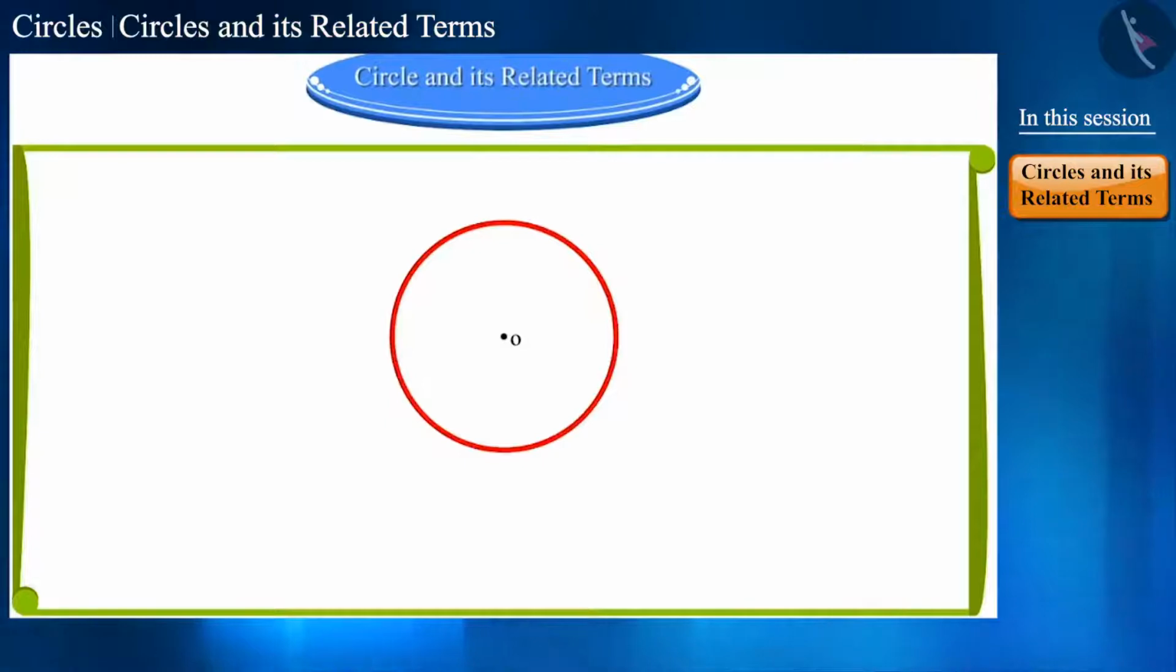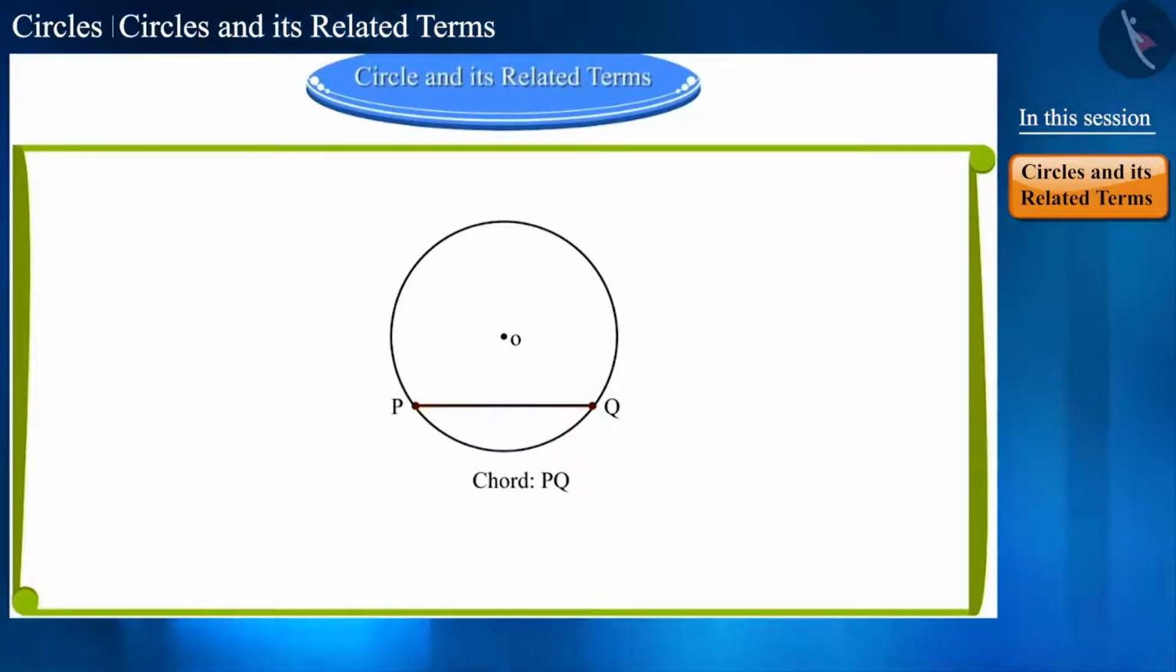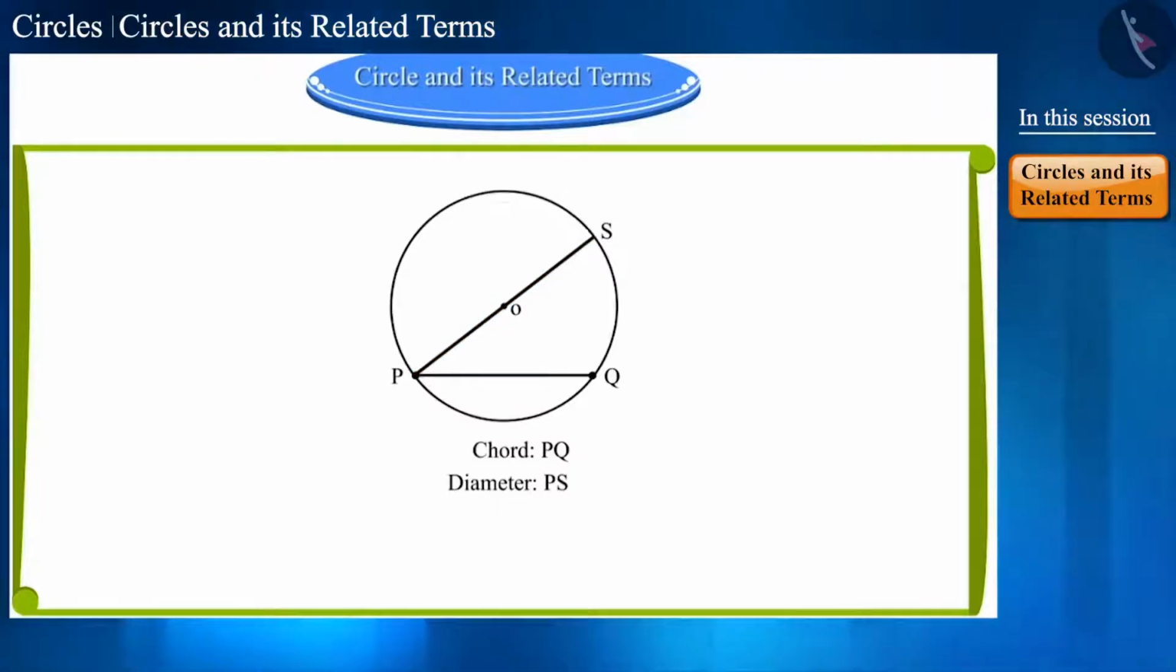Friends, suppose we join any 2 points lying on this circle like this, then what will we call this line segment? Yes, we call it a chord. But if a chord is made in such a way that it goes through the center of the circle, then we call such chord a diameter. Here line segment PS is the diameter of the circle.